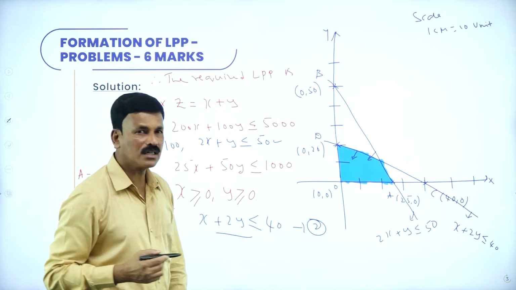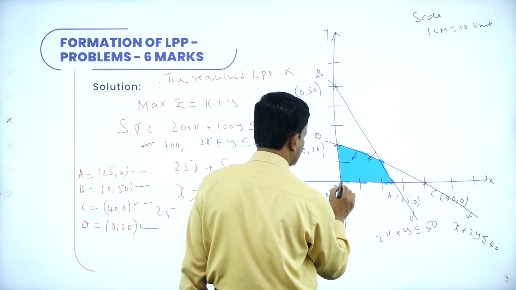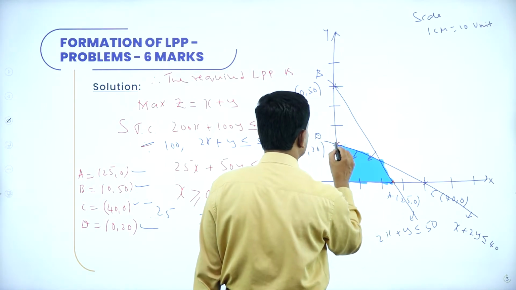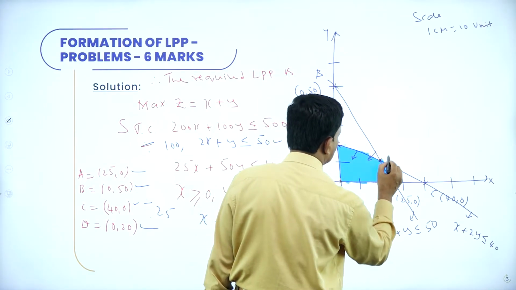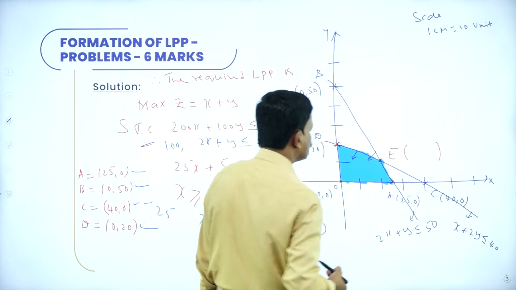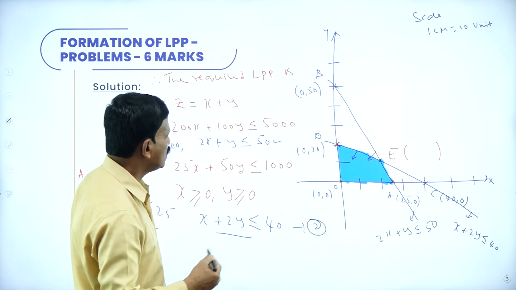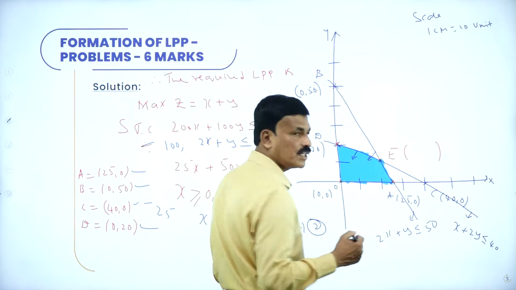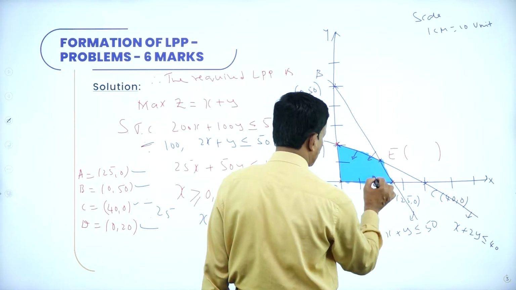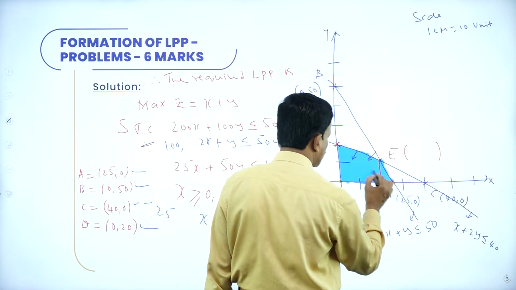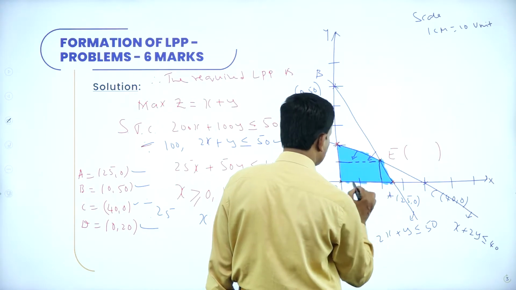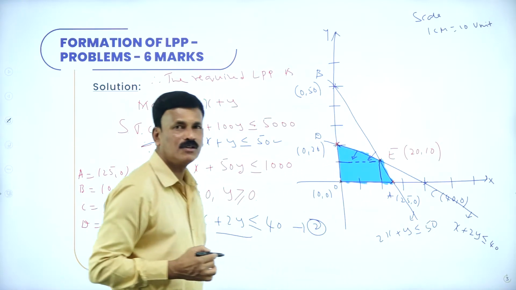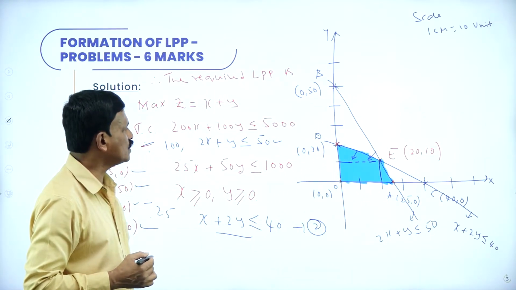Now what are the corner points? These are the corner points O, A, D and this point. Let us call it E. If you draw carefully, you are going to get the value of E. You can observe that the lines will cut at this point, that means x is equal to 20 and y is equal to 10.